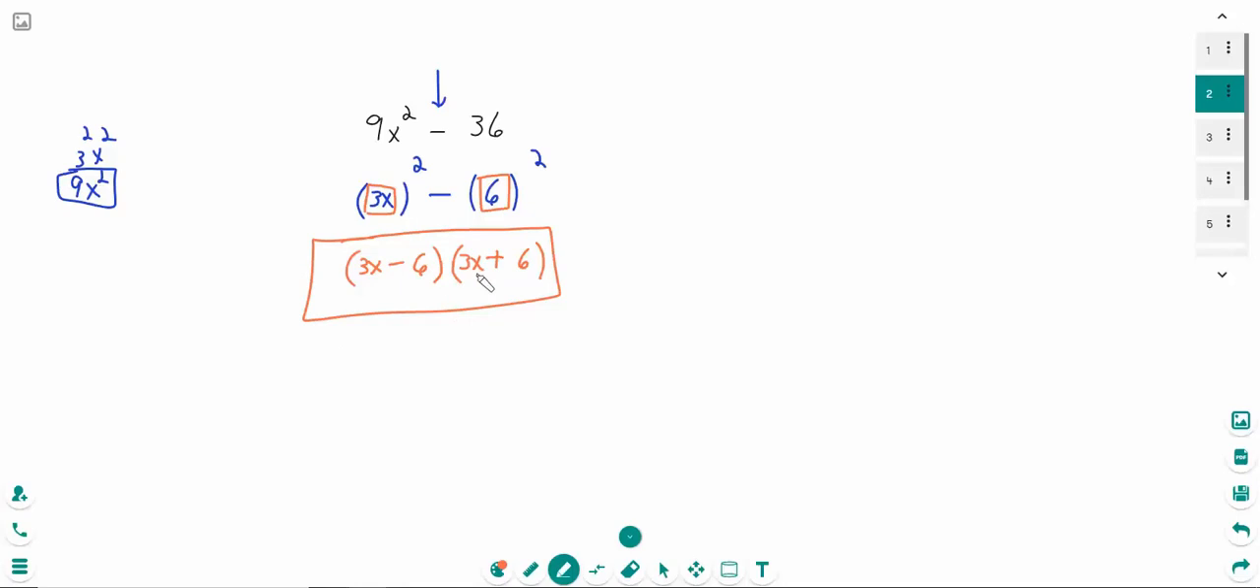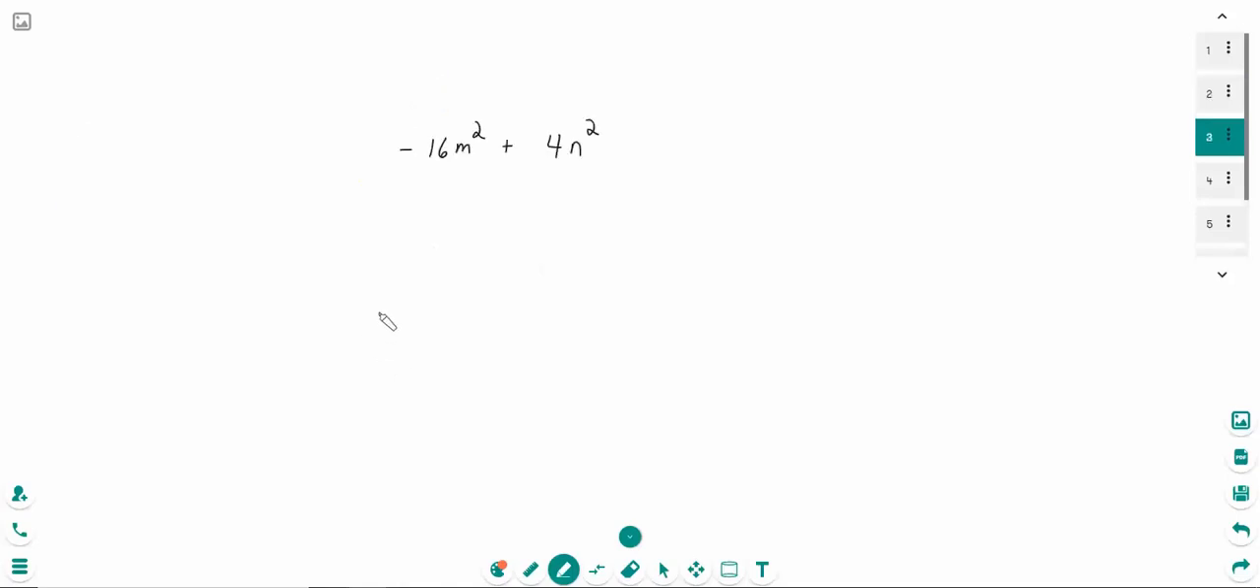All right, and again, you could FOIL it and double check. You'll see the middle terms cancel out, and the first term is going to give us 9x squared. The last term is going to give us a negative 36. All right, very good. Let's try another one.